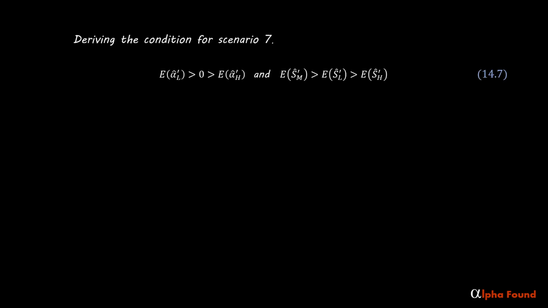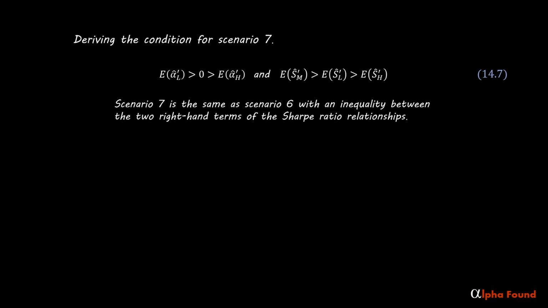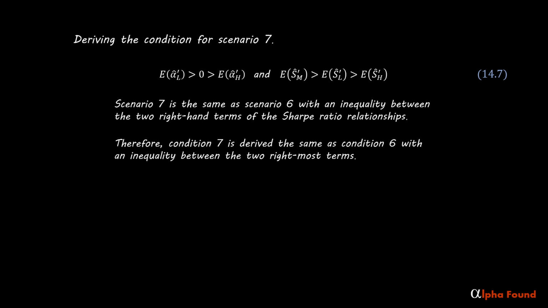Next is scenario 7. Scenario 7 is the same as scenario 6 with an inequality between the two right-hand terms of the Sharpe ratio relationships. Therefore, condition 7 is derived the same as condition 6 with an inequality between the two rightmost terms. There will be a summary table showing all the conditions and scenarios in a few minutes.